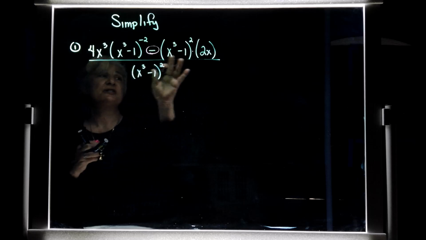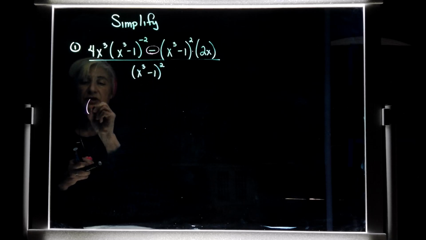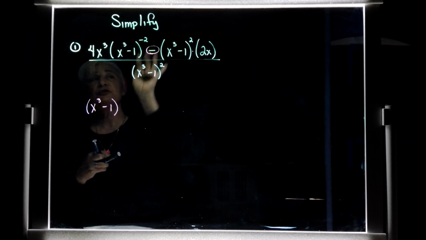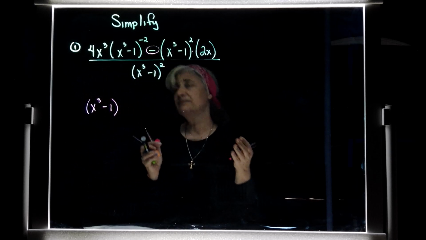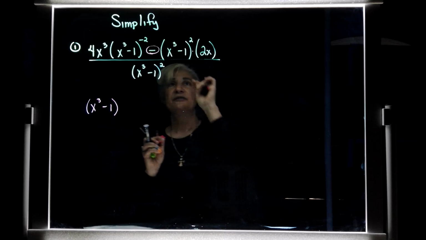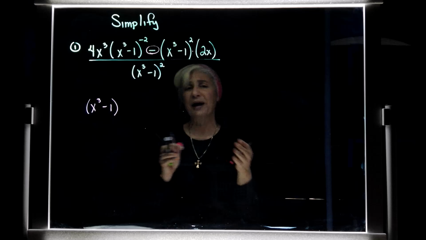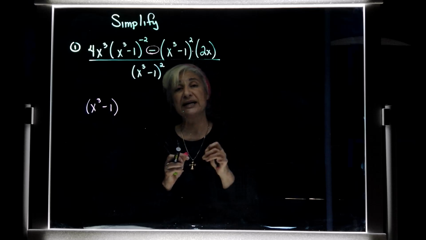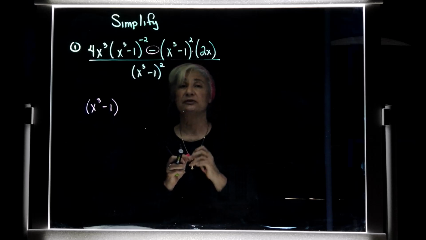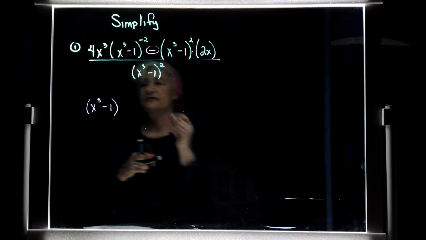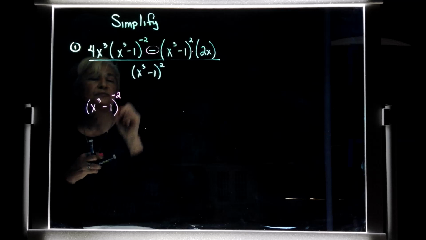Right off the bat, we notice the parentheses in common. So we have x to the third minus 1. Now, the first one has negative 2 of them. That's interesting. The second one has 2 of them. You're like, well, how do I know what power to take out? You always take out the smaller power. So which one's smaller, negative 2 or positive 2? Negative 2, so I'm taking out a negative 2.